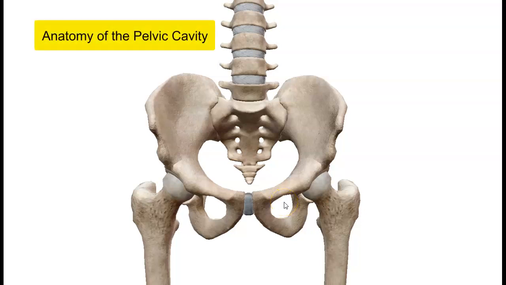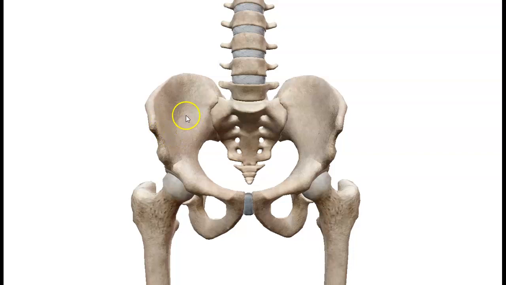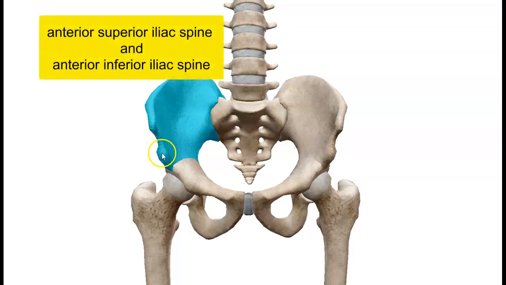Hi, today's lecture is about the pelvic cavity. The pelvic cavity is made up of the pelvic bone, which consists of three sections of this bone. The first one is the iliac bone, pubis bone, ischium bone.